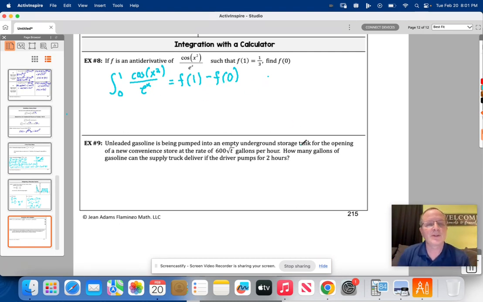Okay, so here's what you want to do. I can find that as a number. Heck, I already know this is 1/3. So that's 1/3 minus what we're trying to find. And then the calculator can calculate this change for me, or this accumulation.